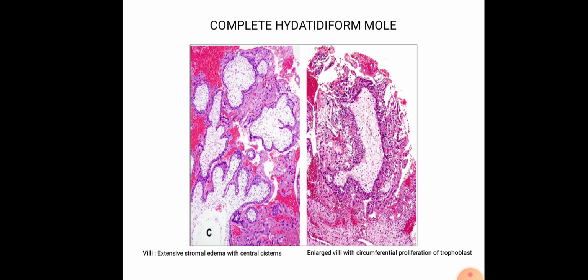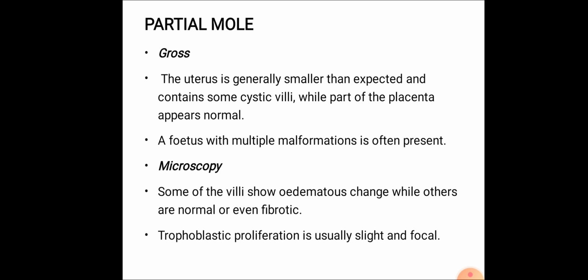Here we could see complete hydatidiform mole. In this photomicrograph, we could see villi which have extensive stromal edema with central cisterns and enlarged villi with circumferential proliferation of trophoblast. Now coming to partial mole.